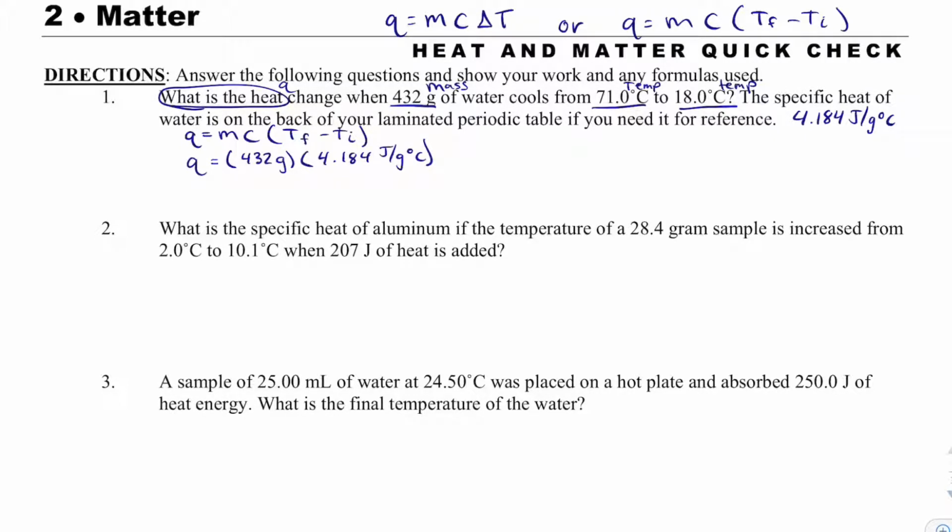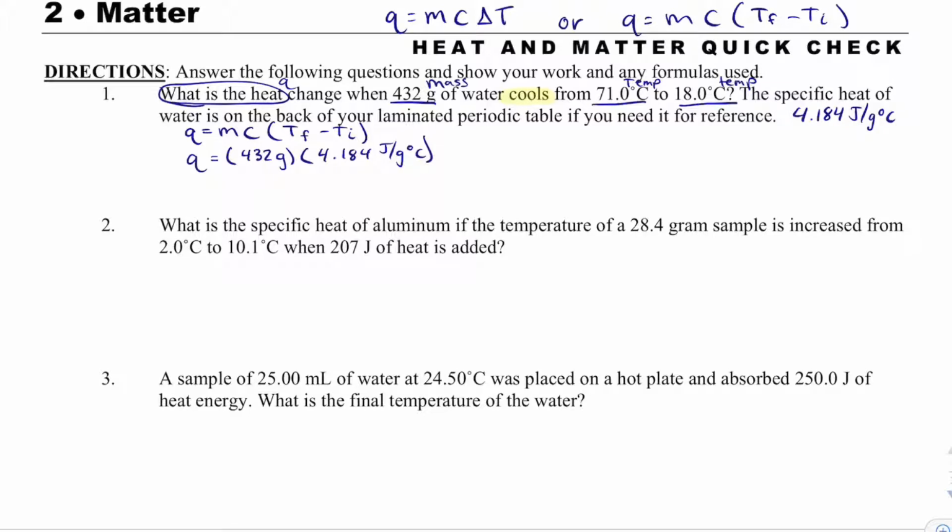And then to figure out the initial or the final temperature, I need to use some context clues. One context clue that's really important is it says that our water cools, and so when I solve for Q, it should be negative because it's releasing heat. That's what happens when the substance cools. And so it must have 18.0 degrees Celsius as its final temperature and 71.0 degrees Celsius as its initial temperature.